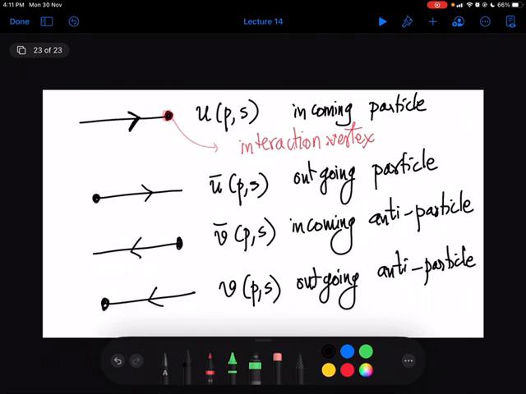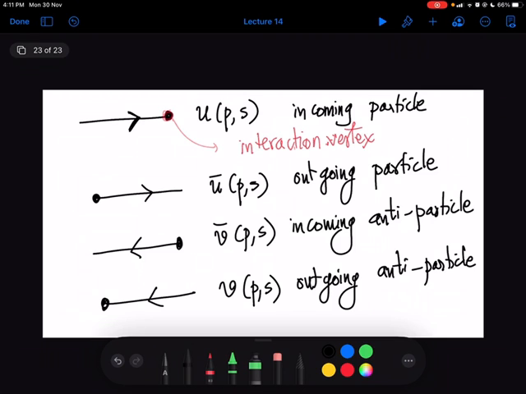Similarly, an outgoing particle has its sign on the propagator, on the wave function. So this is this arrow. The arrow of the outgoing particle is in the direction of the momentum, then it's a particle, which is multiplied with the u bar because it's an outgoing particle.